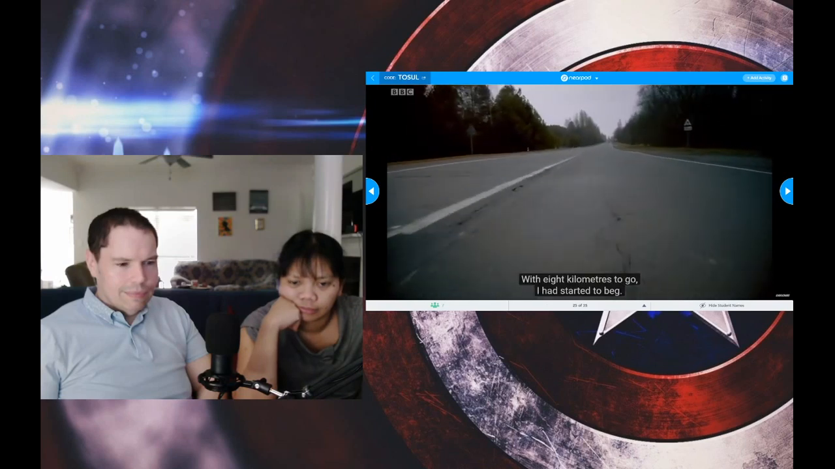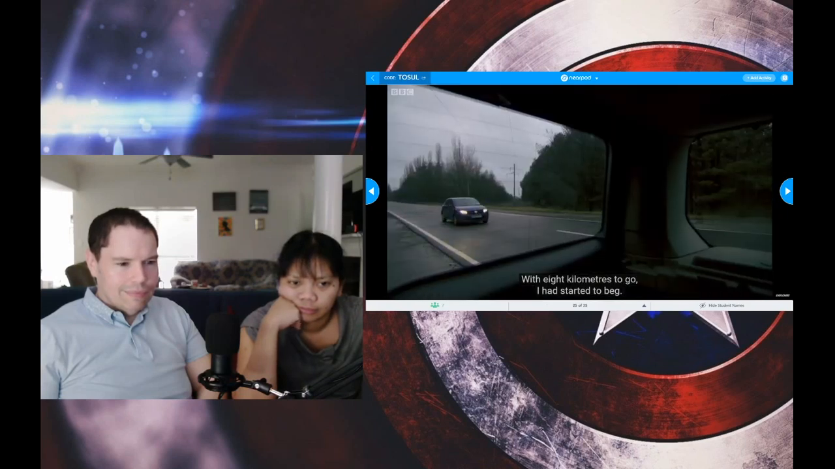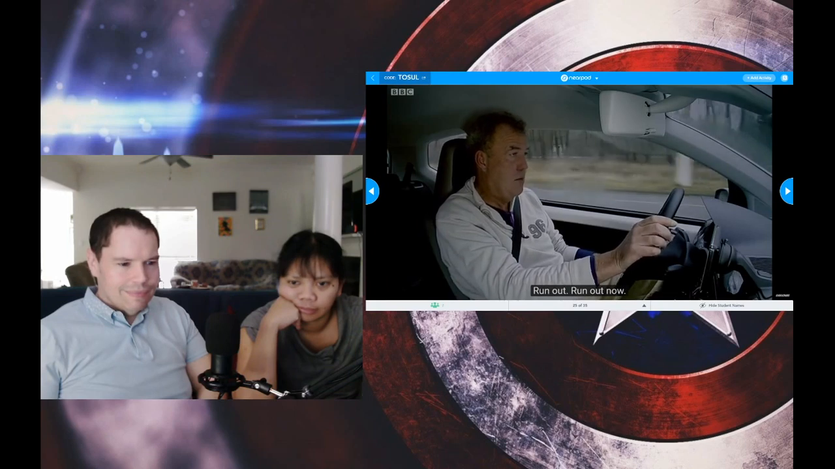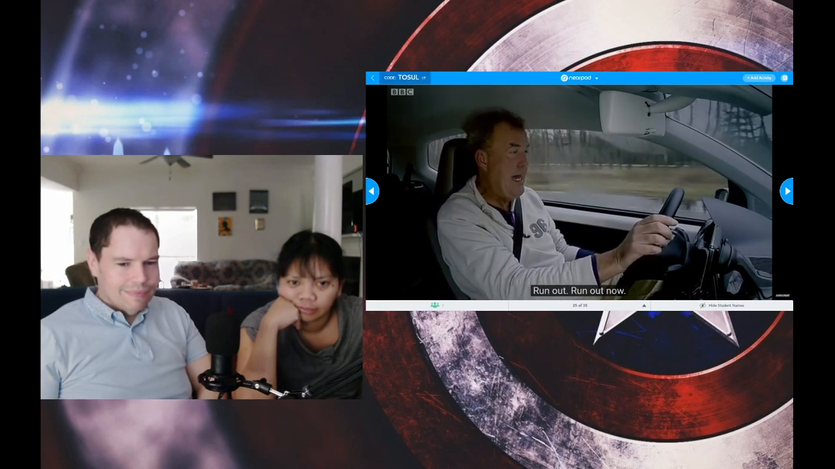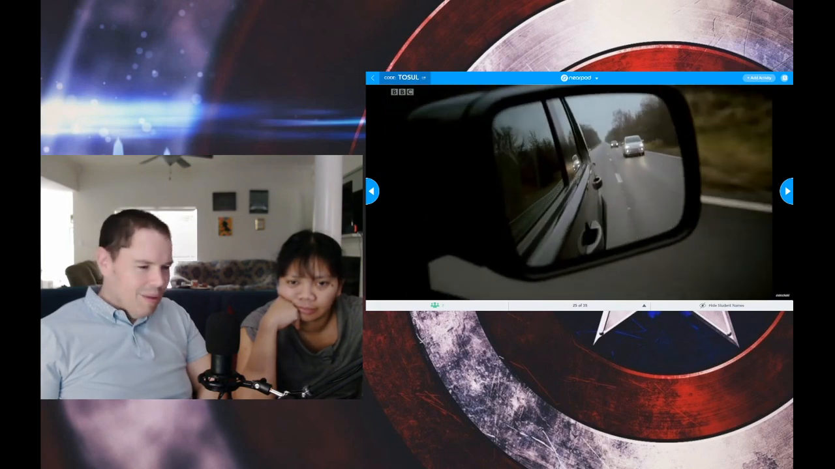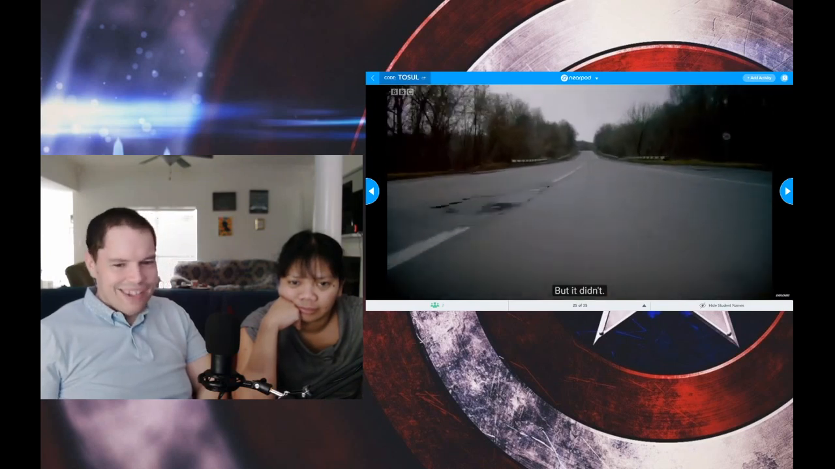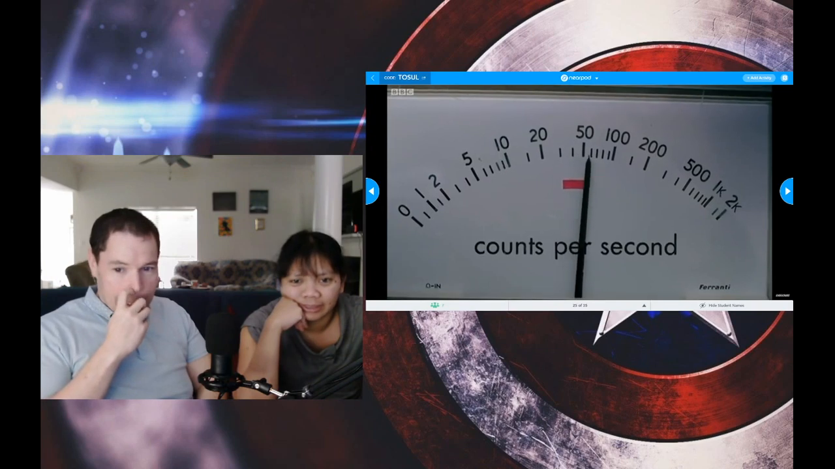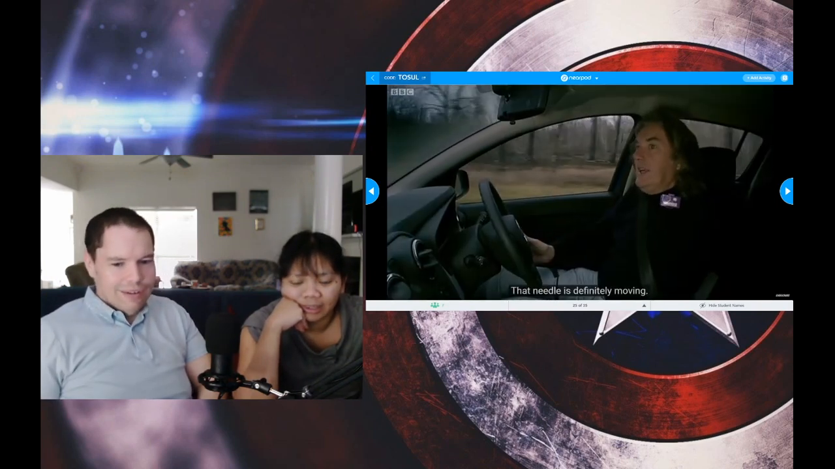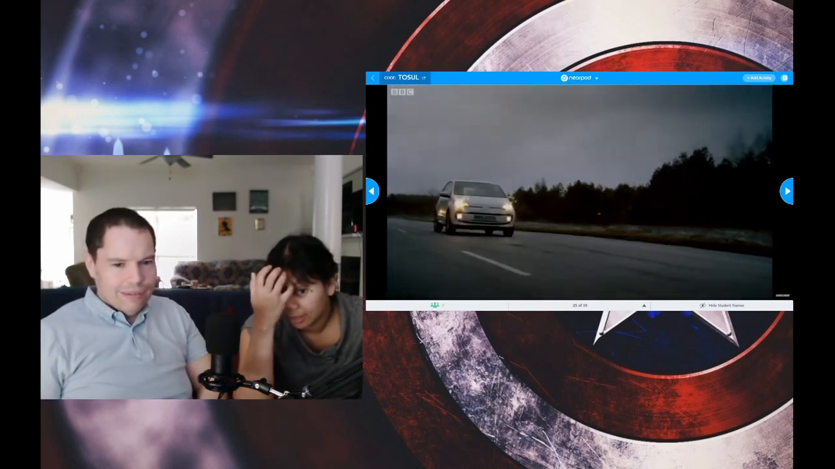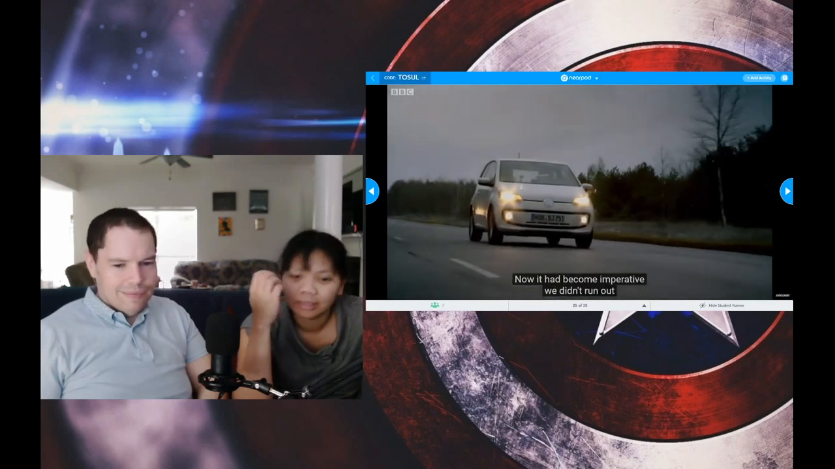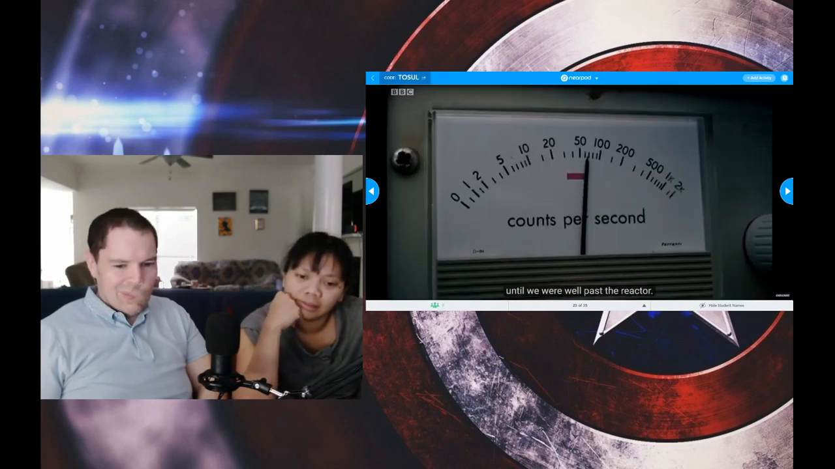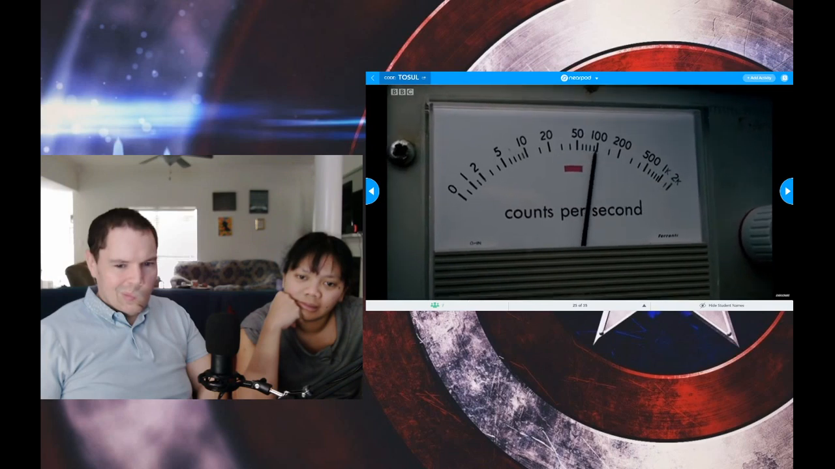With 8 kilometres to go, I had started to beg. Run out. Run out now. They want their cars to run out, but it didn't. Look at that, 2,000. That needle is definitely moving. Now it had become imperative we didn't run out until we were well past the reactor.